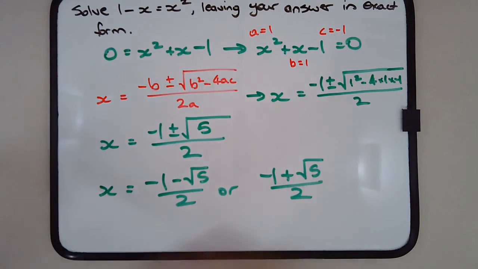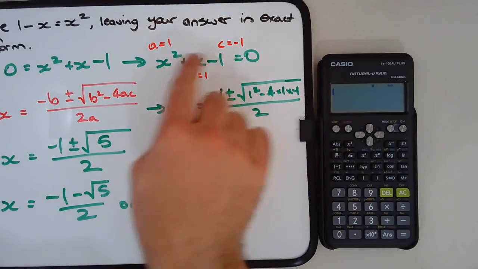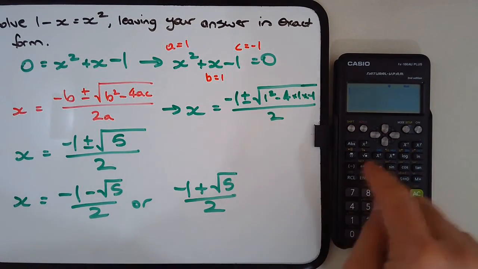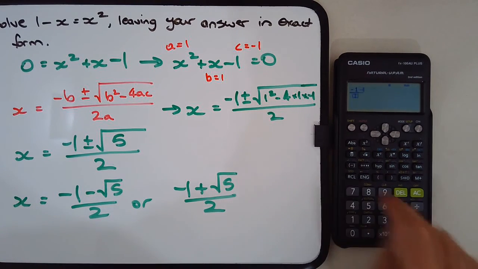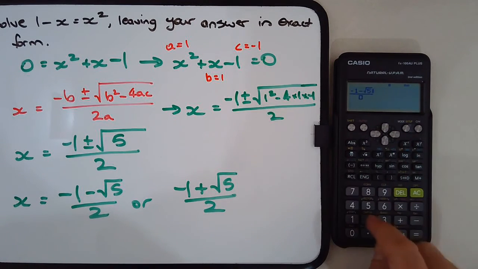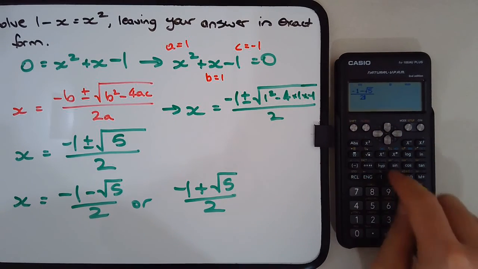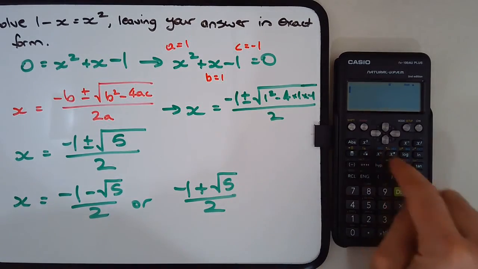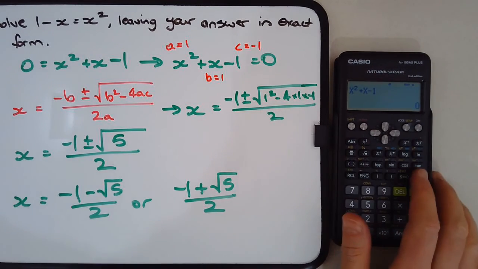Now again, if you just want to confirm that you've done the right thing, assuming we've rearranged the formula correctly, let's substitute in both our solutions. Hopefully you're getting good at this now. Negative 1 minus root 5 over 2, shift store x, and let's type out the expression: x squared plus x minus 1. Do we get 0? And we do. I'm happy with that.